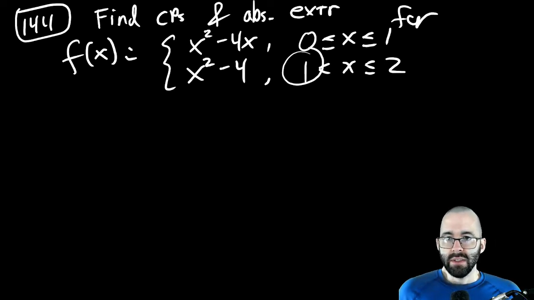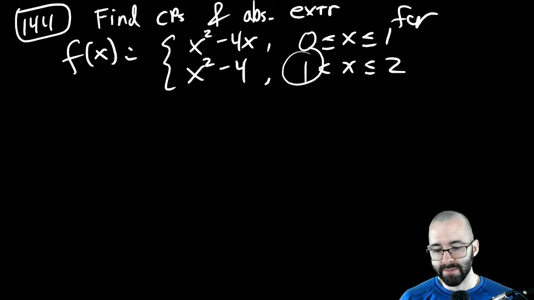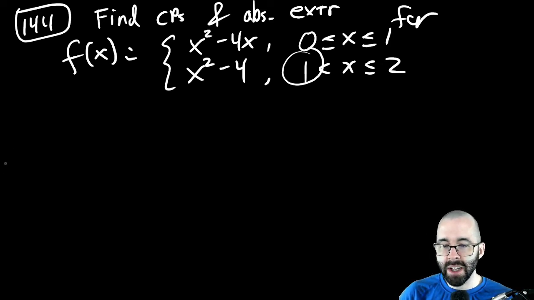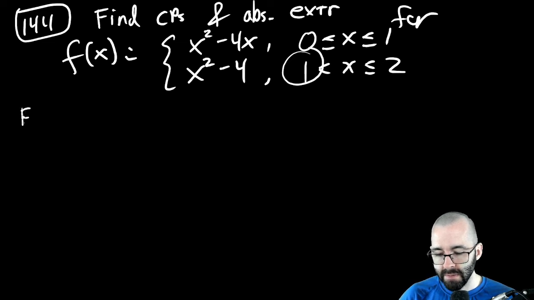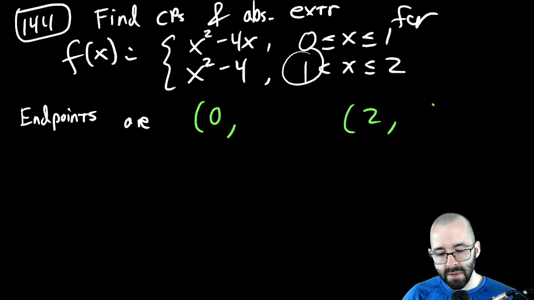So we need to find critical points and we need to find absolute extrema. So let's start with our candidates for absolute extrema. Absolute extrema can either be at the endpoints or at critical points. So what are the endpoints? Well, that's going to be when x is 0. Let's write these in green. And when x is equal to 2.